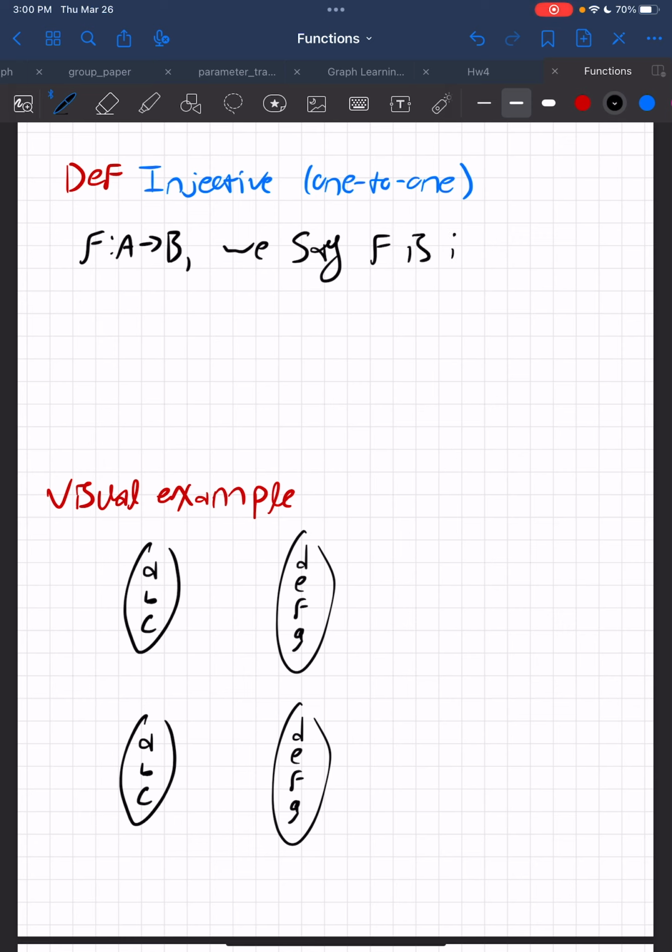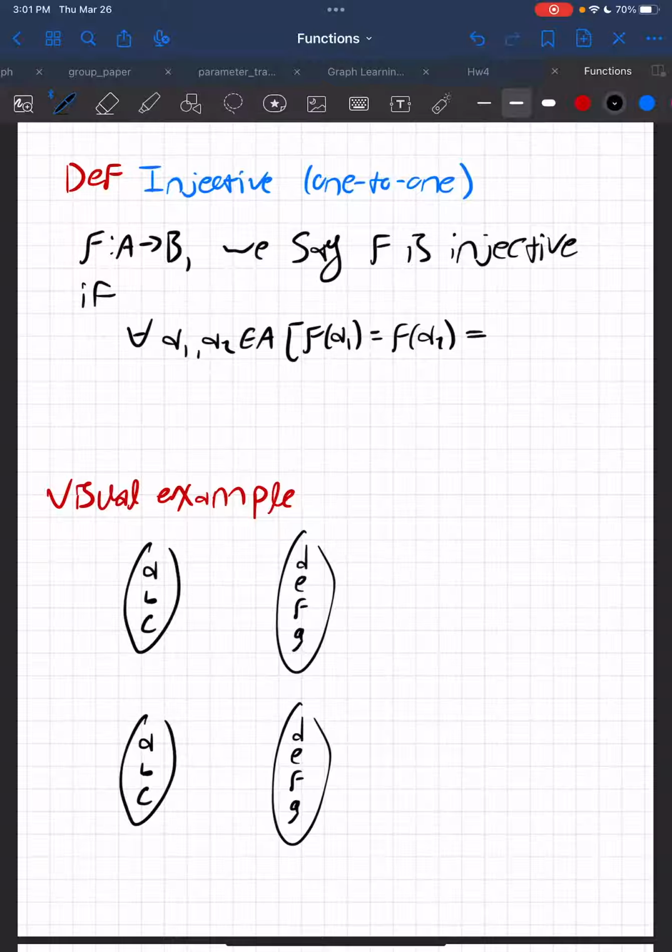f is injective or one-to-one if for all a1 and a2 in A, we have f of a1 equals f of a2 implies that a1 equals a2.